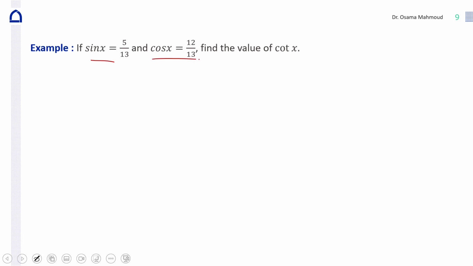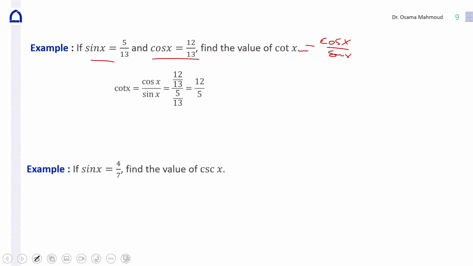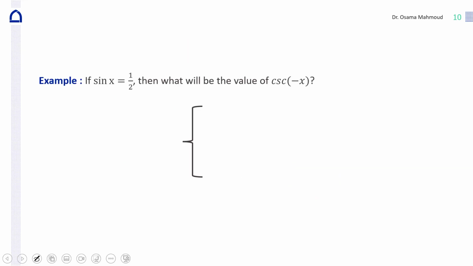If you are given sine and cosine, and he's asking you for cotan, you know cotan from the formula sheet is cosine x over sine x. Just plug in the numbers now. Yes, this is cotan x. Yes, if you are given sine x and asked for cosec x, cosec is the reciprocal of sine x, which means 1 over sine x. Now I have sine x as 4 over 7, so 1 over 4 over 7 is 7 over 4. Right? Yeah, that's correct.